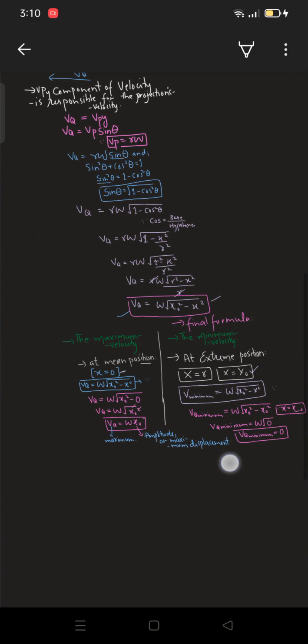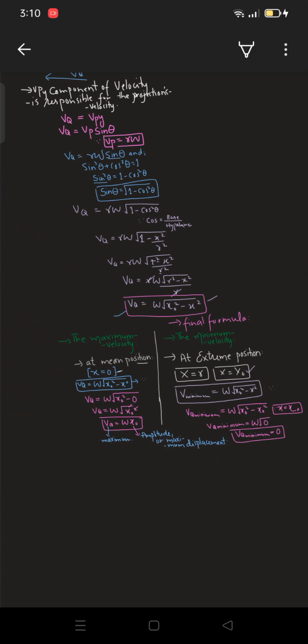Okay, so as in the last video we discussed the maximum velocity of the projection of a particle which is moving along the uniform circular path, and the minimum velocity of that projection, right? What we found was that the maximum velocity of that particle was v_q equal to omega x naught, and the minimum velocity was of course 0. The maximum velocity we found at the mean position and the minimum velocity at the extreme position.